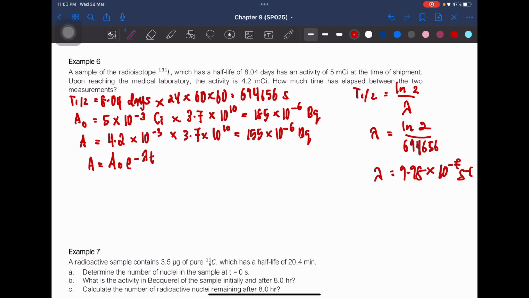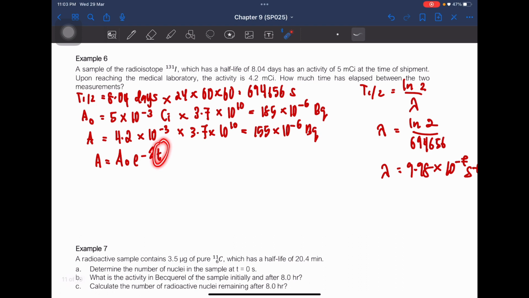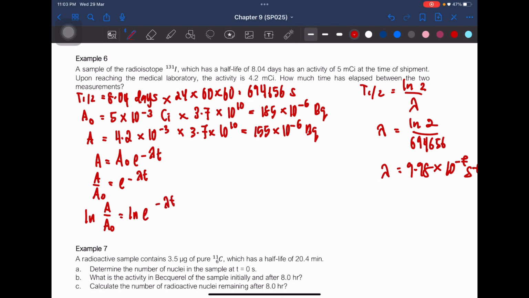Then we can substitute into here, but we are looking for T, so I'm just gonna let T be the subject. So that is A naught, E negative lambda T. So ln both sides so that we can remove, supaya kita boleh letak this one di depan. Ln E negative lambda T. So ln E is gonna be equal to 1. So this will be ln A over A naught. This is negative lambda T. So we are looking for T. So this is ln A over A naught, over negative lambda.